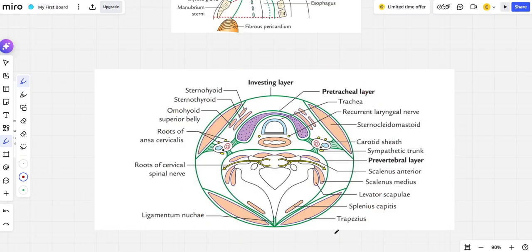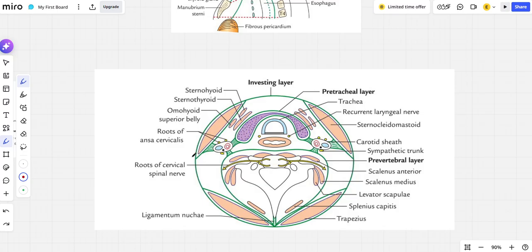And then we have the investing fascia, which is basically the deep cervical fascia. So all of this green line you can see is basically the investing layer, right? So the investing layer is basically the first layer of your deep cervical fascia. This goes all around the neck, right inside your superficial fascia. So the most outside was the skin, and then there was the superficial fascia, and then we have the deep cervical fascia's investing layer, right?